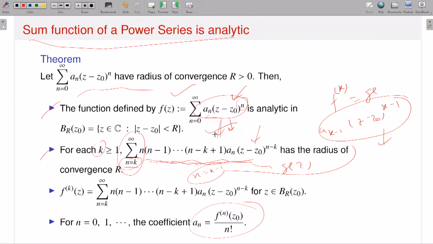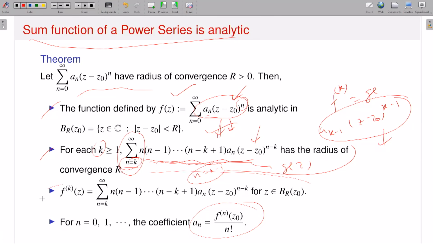Okay. But as I said, I am not going to prove this theorem fully. I will just prove it for the case k equals 1. That means first I will show that if I start with a power series, it will be analytic in the domain of convergence, the ball of center z naught and radius r. And if I take one differentiation of each term, then I will have a new power series, and I will show that this new sum function is exactly equal to the derivative of the given sum function.